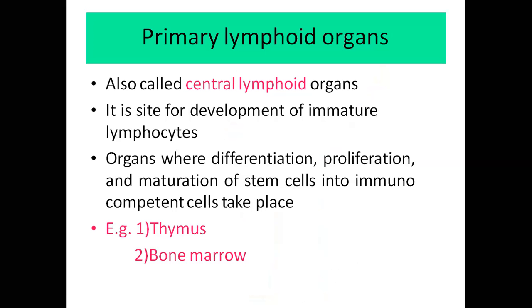First, let's see what the primary lymphoid organ is. Primary lymphoid organs can also be called central lymphoid organs. This is the site where the development of immature lymphocytes takes place. Here, the differentiation, proliferation, and maturation of the stem cells into immunocompetent cells take place. Examples are the thymus and the bone marrow.